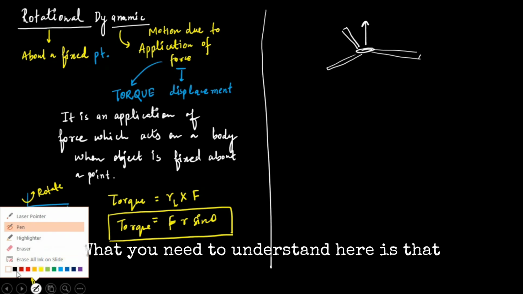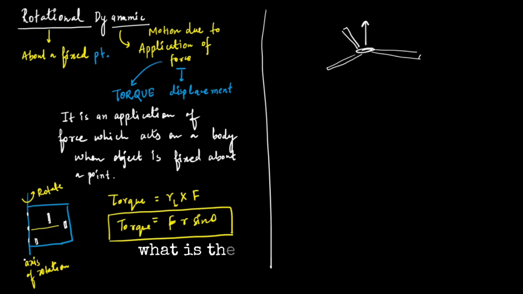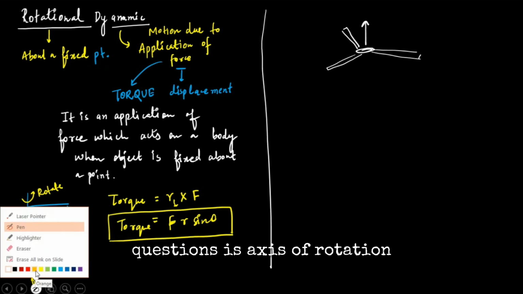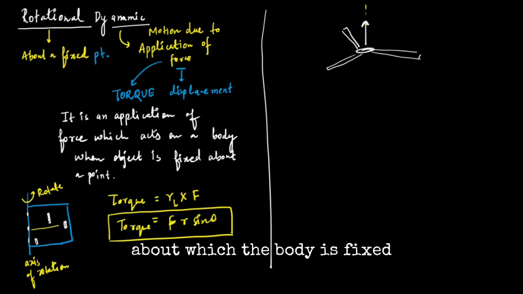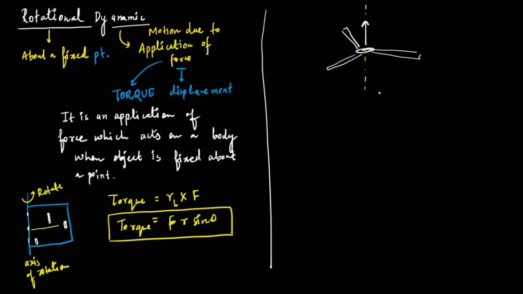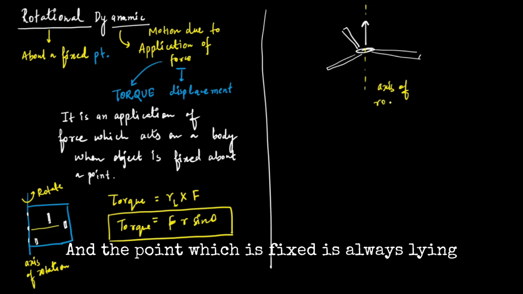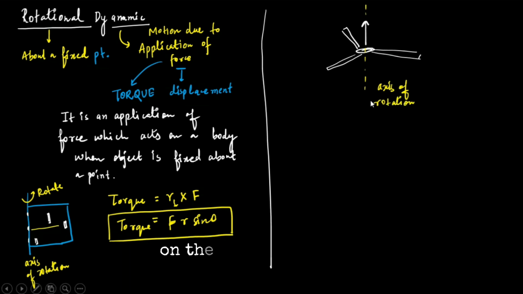What you need to understand here is, what is the axis of rotation? The first thing that you have to observe in such questions is the axis of rotation, or to be precise, the point about which the body is fixed. So this is the axis of rotation, and the point which is fixed is always lying on the axis of rotation.